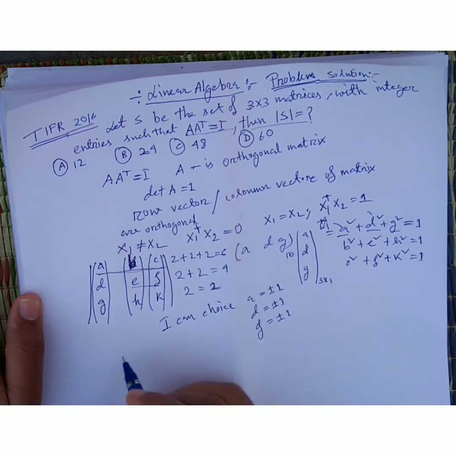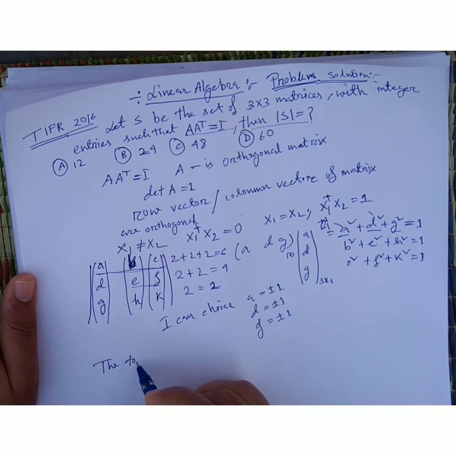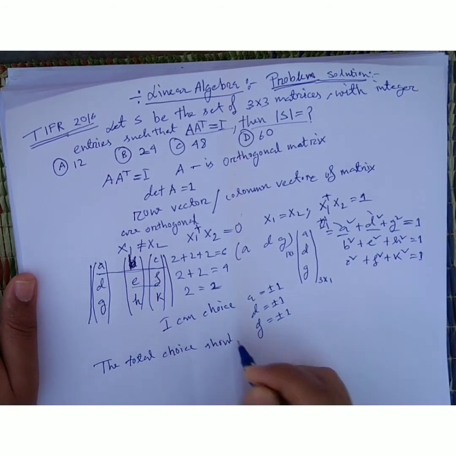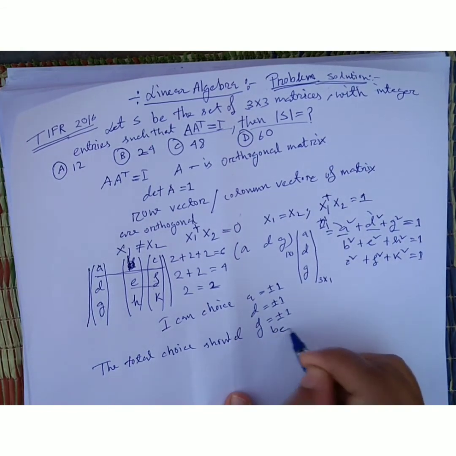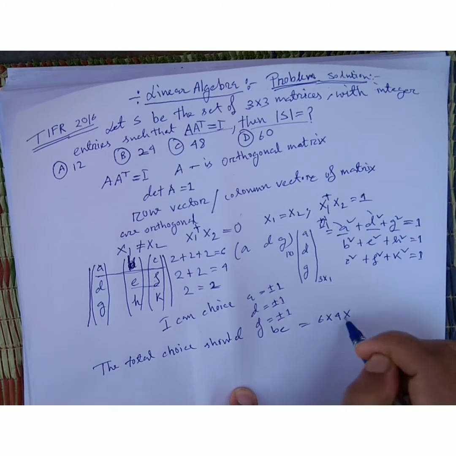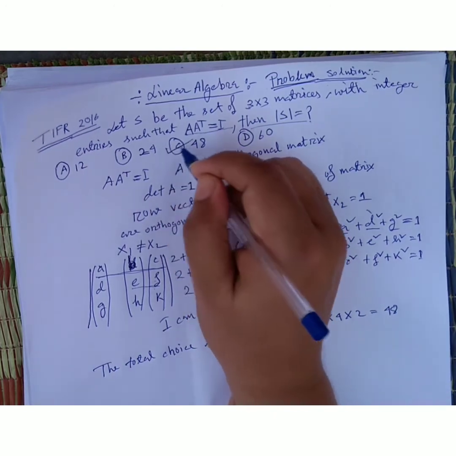So according to permutation and combination theory, the total number of choices should be 6 into 4 into 2, which means 48. So my answer should be 48. Thank you.